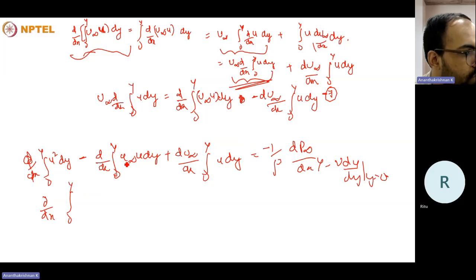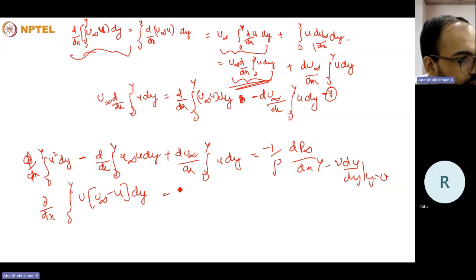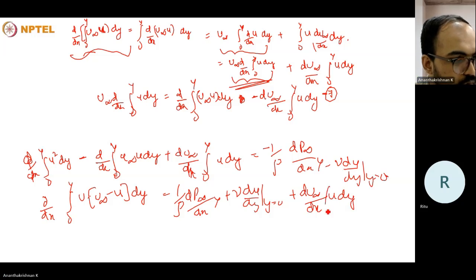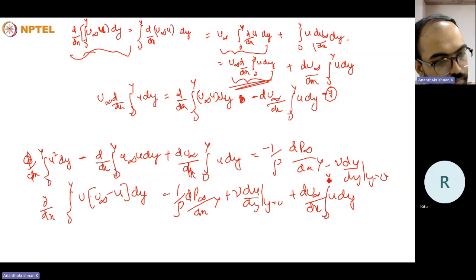So multiplying with this one, it will be u into (u infinity minus u) dy equal to 1 by rho dp infinity by dx into y plus mu into du by dy at y equal to 0. And we multiply this particular term by a negative and take it on the right hand side. So that will become positive du infinity by dx times the integral of 0 to y u dy.